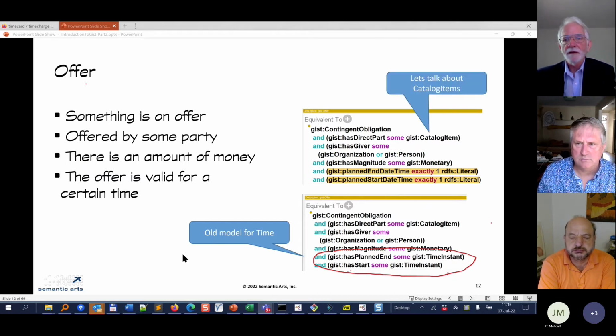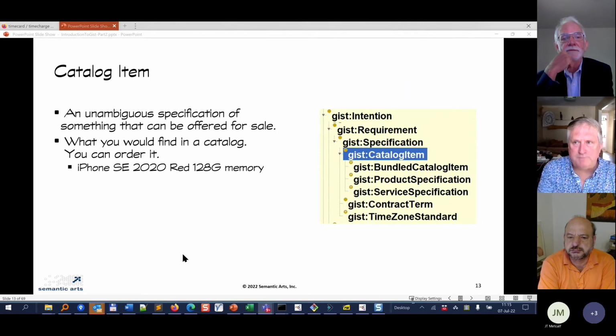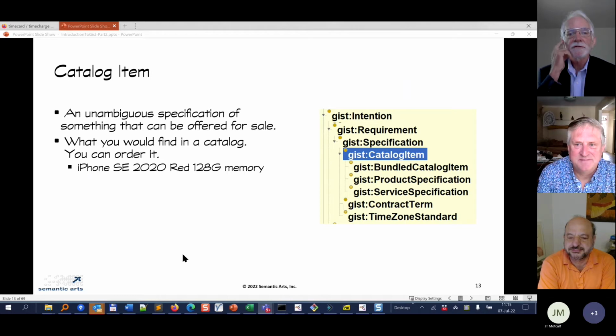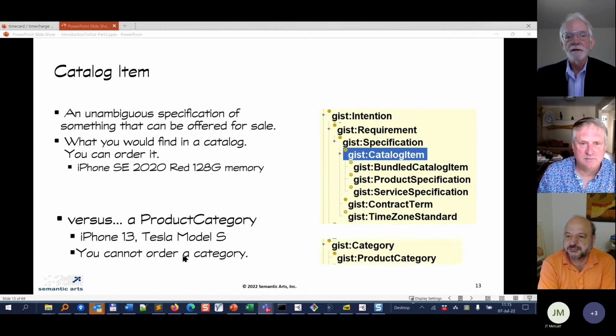So let's talk about catalog items. What is a catalog item? Trivially, it's something you could find in the catalog where you're looking for something to buy. Let's look it up in the catalog. Those of you who are old enough might remember Sears catalogs, the original mail order. Everybody goes to Amazon now, but it used to be mail order catalogs. And what's in there is just a list of things that you can buy. So, for example, you can buy the iPhone SE 2020 color red with 128 gig of memory. If you're somebody like me, that's what I did one day.